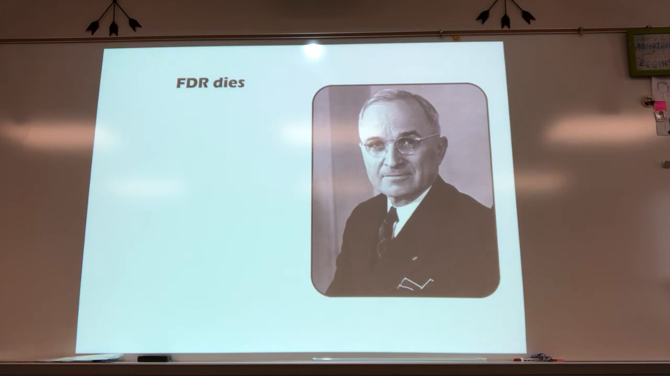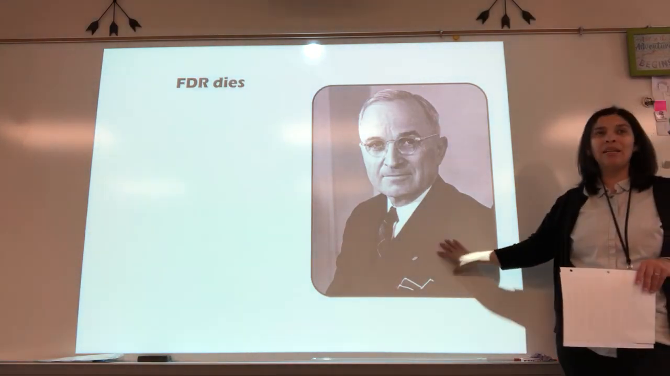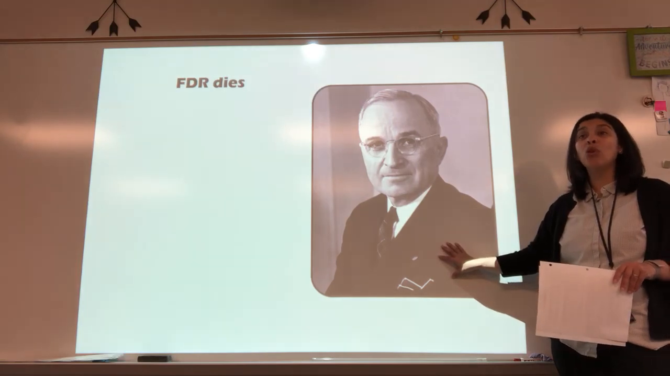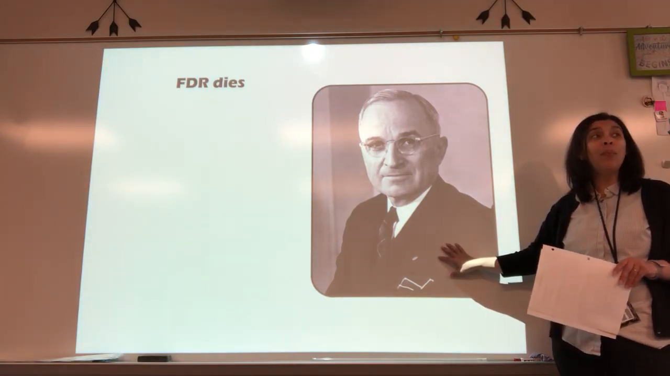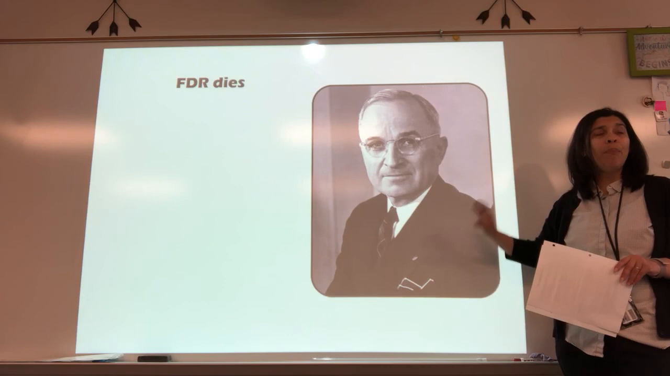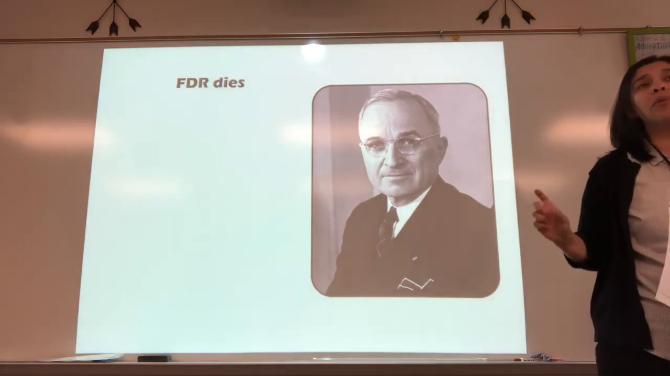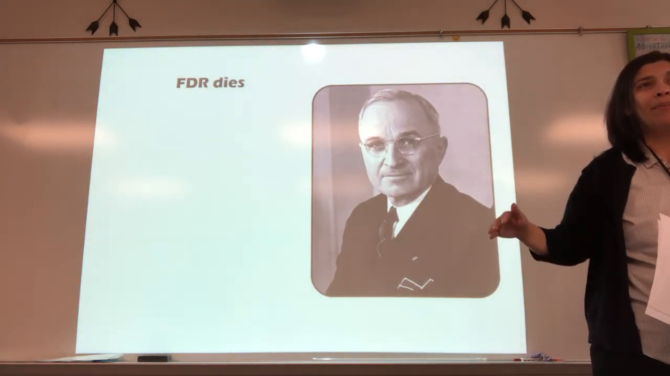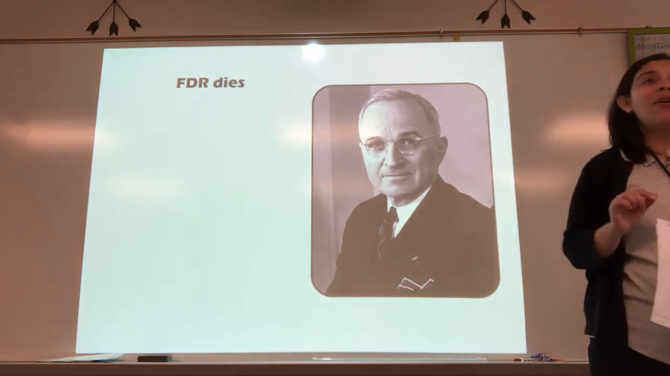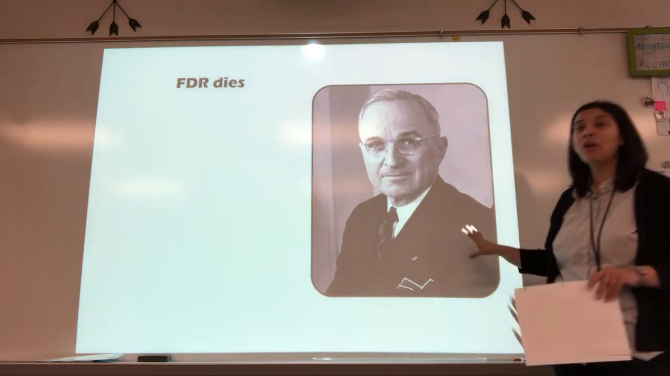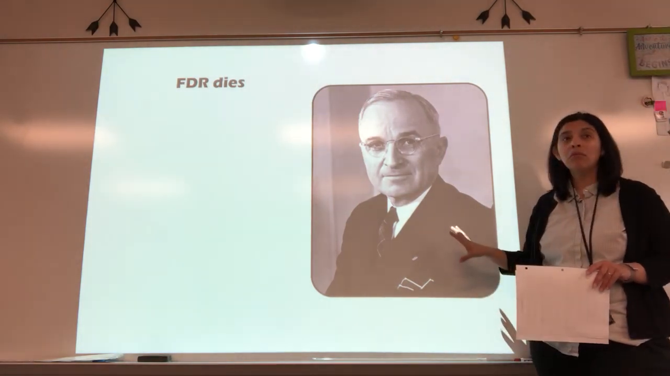FDR dies. And y'all have to understand, Truman wasn't even the vice president that he wanted. He had another guy named George Wallace. George Wallace helped create the New Deal, but the Democrats felt that he was too liberal. He was like the Bernie of his time. And so the Democrats wanted a more conservative Democrat, which is Truman.